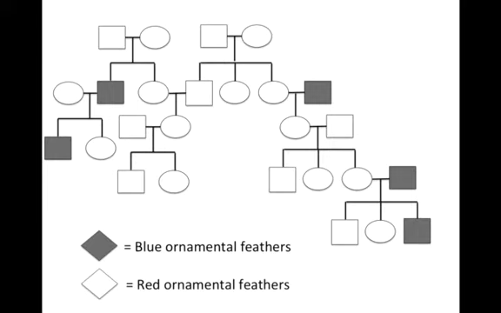Okay, so here's another pedigree. This is for blue ornamental feathers in a bird. And go ahead and pause it if you'd like to think about this for a moment. So the first thing that we can notice about this is that it's only found in males, as with Y-linked inheritance. But it's not always the case that males have affected fathers. This one does.